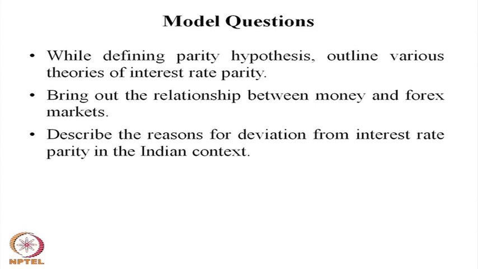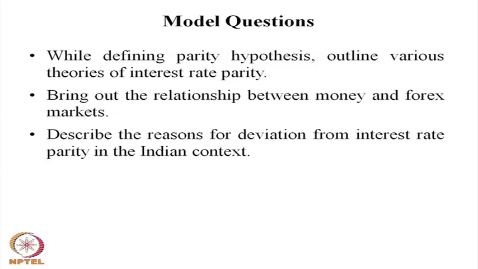Similarly, the third question is: describe the reasons for deviation from interest rate parity in the Indian context. You have to discuss here where the deviation occurs from interest rate parity, because arbitrage is available between the two markets. Why is the arbitrage there? The arbitrage may be because of a lack of information, because of transaction cost, or because of the control of capital movement.